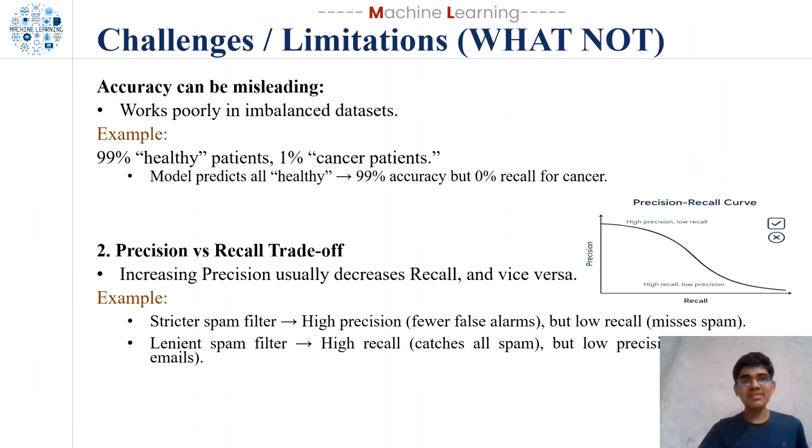Now let us discuss the limitations of these metrics. As we discussed, accuracy performs poorly on an imbalanced dataset, and there is a concept called the precision versus recall trade-off. Let's understand it with an example. If there is stricter spam filtering, then precision is generally higher and recall is lower. If there is lenient spam filtering, then generally recall is higher and precision is lower.